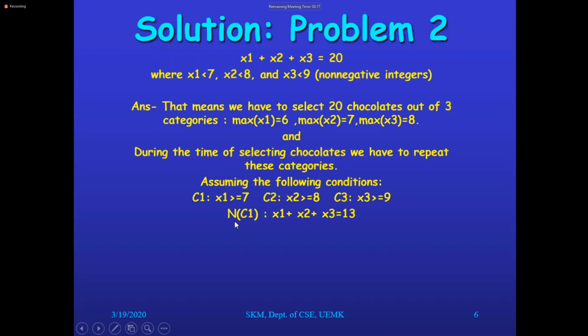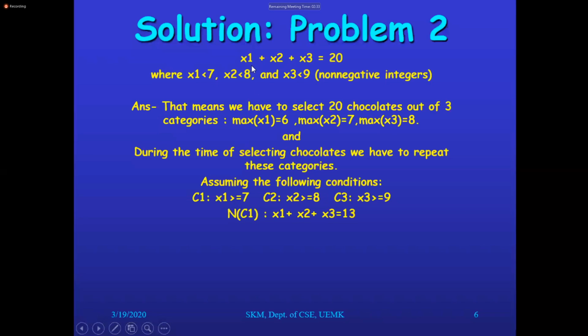So once we mention N(C1), what is that? N(C1) is the number of ways, ignoring the first condition, that we can choose the chocolates. What is the first condition? x1 greater than or equal to 7. So this 7 we are discarding from both sides: 20 minus 7 and x1 minus 7. If we discard this way, it means we are removing this condition from the equation.